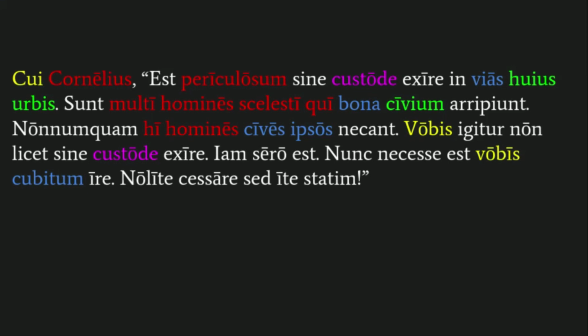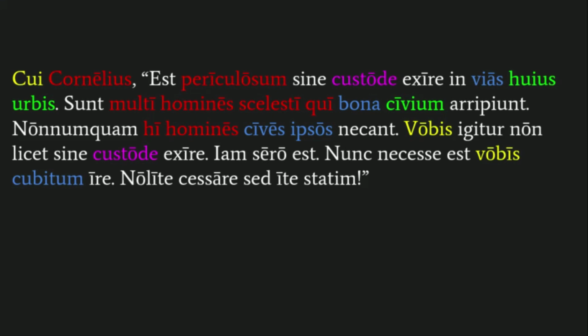Iam sero est, nunc necesse est vobis cubitum ire. So he says, iam sero est, now it's late, right? Pretty straightforward sentence. Now it's late. And he says, now it is necessary, necesse est, for you all, vobis, right? There's that dative again, to go to bed, cubitum ire.